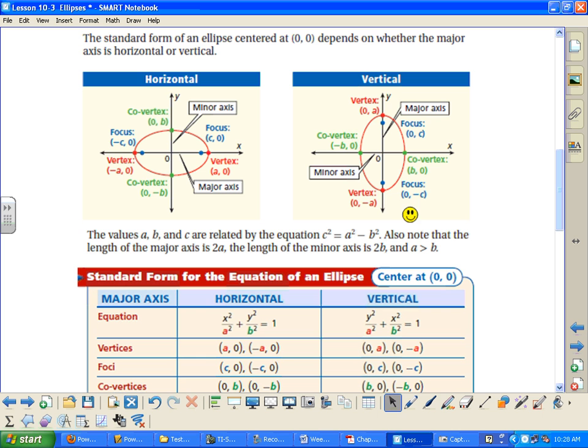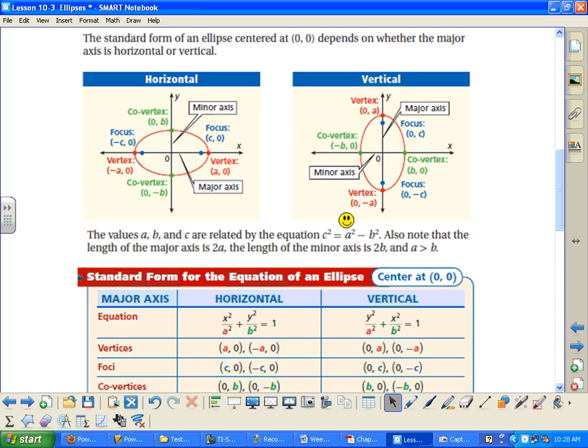So here they talk about the values of a, b, and c and their relationship. What does that relationship look like? The values of a, b, and c are related by the equation c squared equals a squared minus b squared. Okay, it's very close to the Pythagorean theorem, except for the fact that it's a minus instead of a plus. And when we get to hyperbolas, it actually is the Pythagorean theorem that's used for the relationship between c squared, a squared, and b squared.